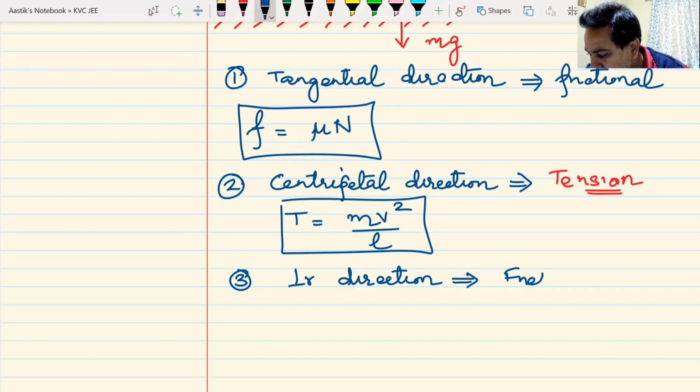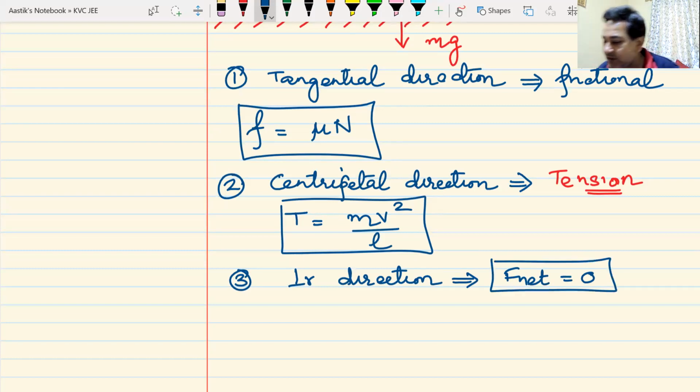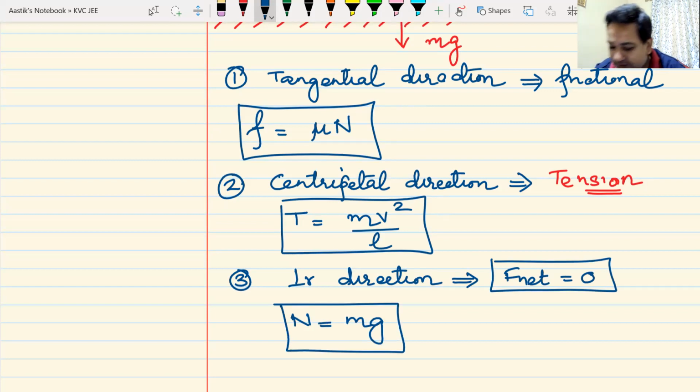F net must be equal to 0 here. Can anyone tell me what is the equation in the perpendicular direction? N equals mg, sir. Great. N upward, mg downward. They must equate each other, and N equals mg. And you must now congratulate yourselves that you have solved the entire question following the principles that we have studied.